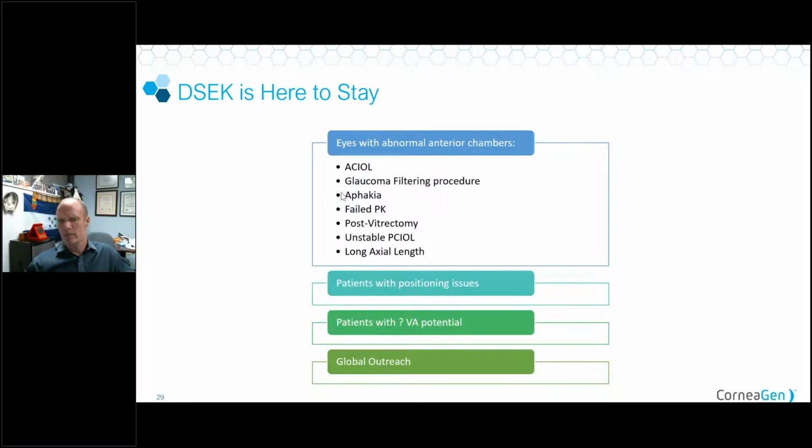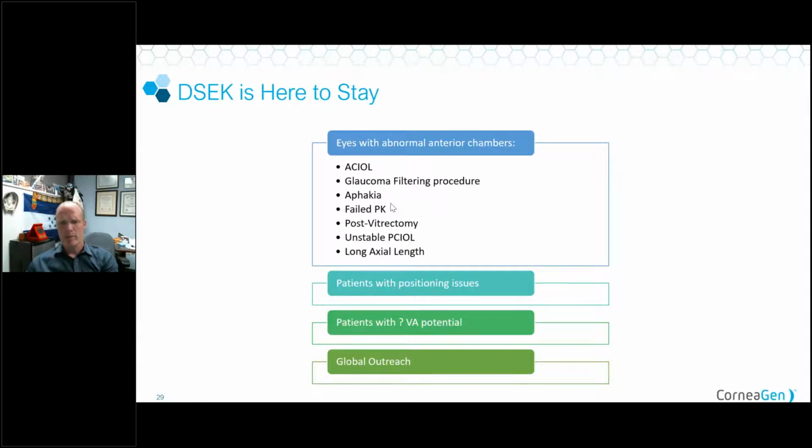Aphakia: the unfolding tricks that you have to do for a DMEK would be foolhardy to do in aphakia. And if I have an aphakic patient with corneal edema, I can use the endoserter and insert the tissue over a sheet slide and be very successful.